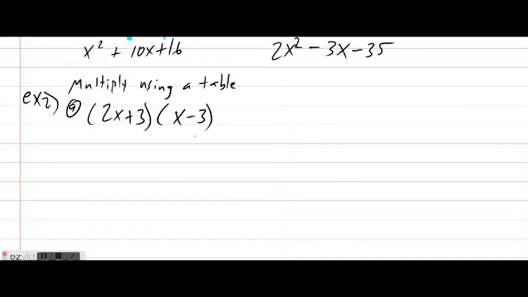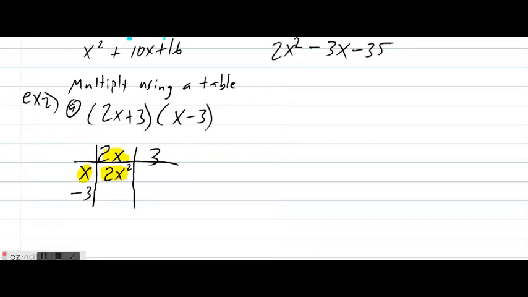And all you're doing with this table, you take the first polynomial, all right? In this case, that binomial, 2x plus 3. You write 2x and 3, and you're going to separate it. Put some lines. Here's our table. And now you're going to take the x minus 3. You're going to put the x there, and then the minus 3 there. All right. So now you're going to take 2x times x, and you're going to write it in there. So 2x times x, 2x squared.